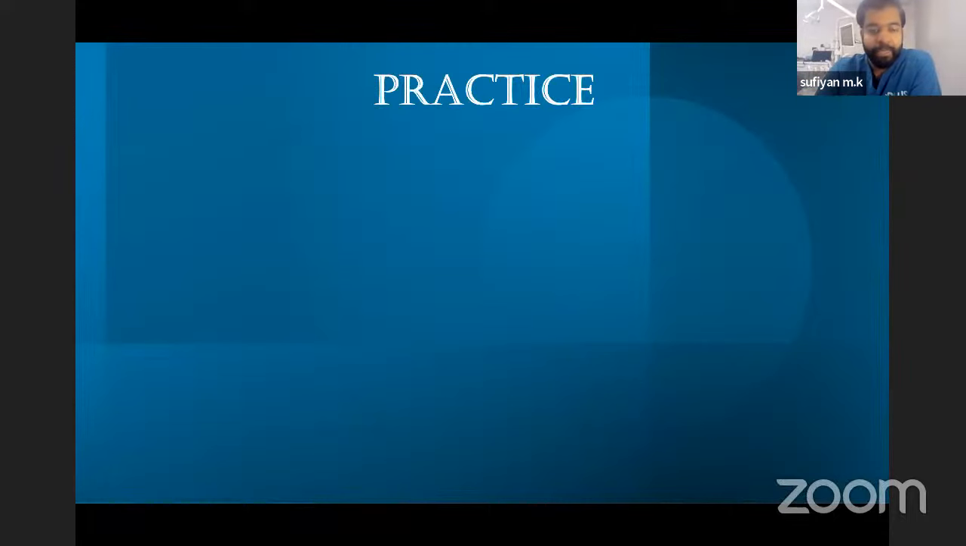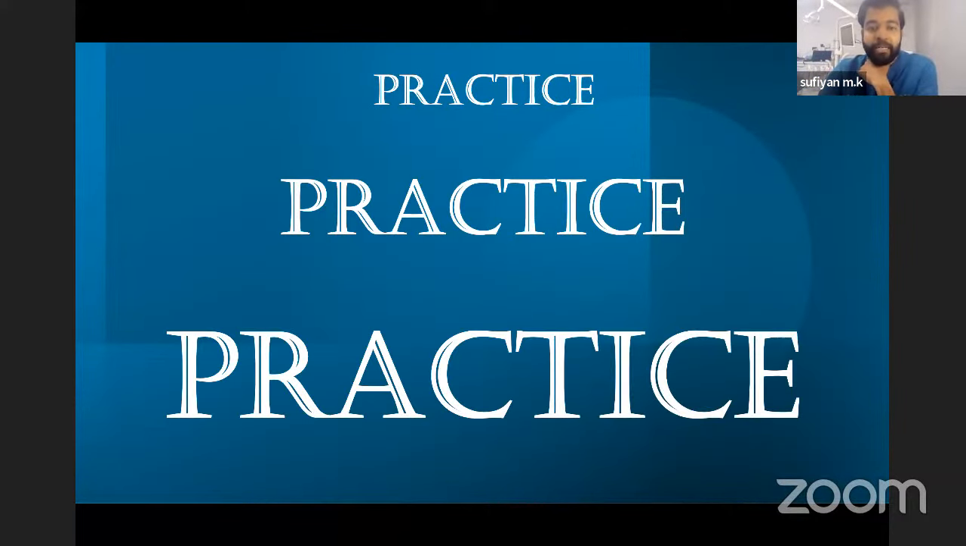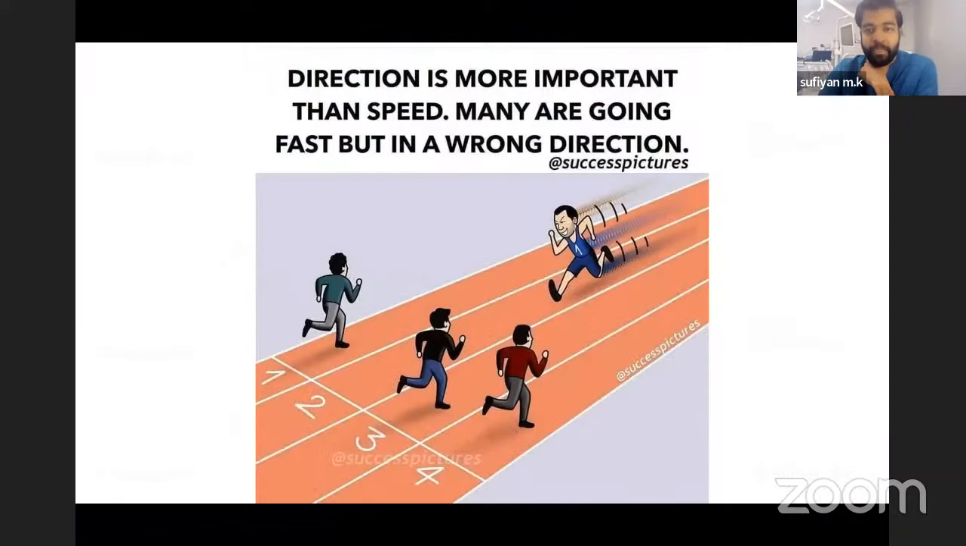And the only thing you can do is practice, practice, and practice, right? Direction is more important than speed, right? So many are going fast, but in the wrong direction. That will not help you. Just because the lab has sent you a work, you don't need to fit it on the same appointment. Make sure you convince the patient, you tell him that you will be checking the restoration. If it is not good, I'm not going to cement it.